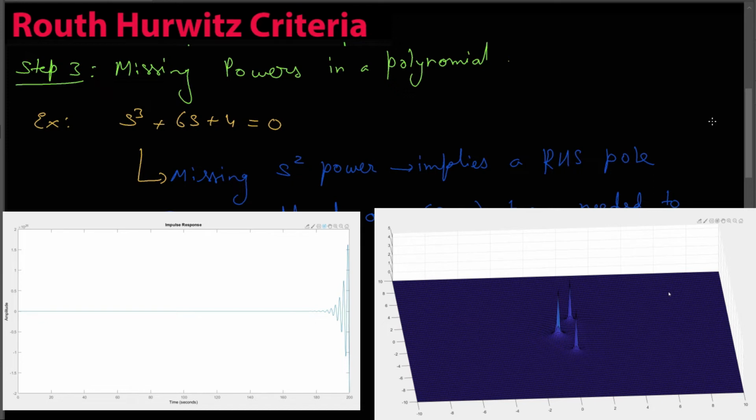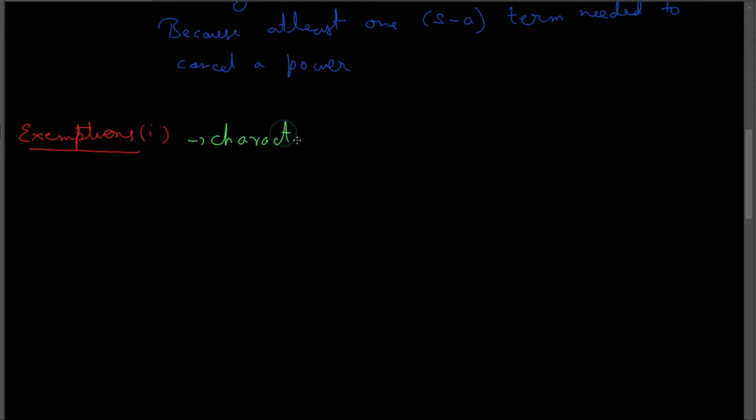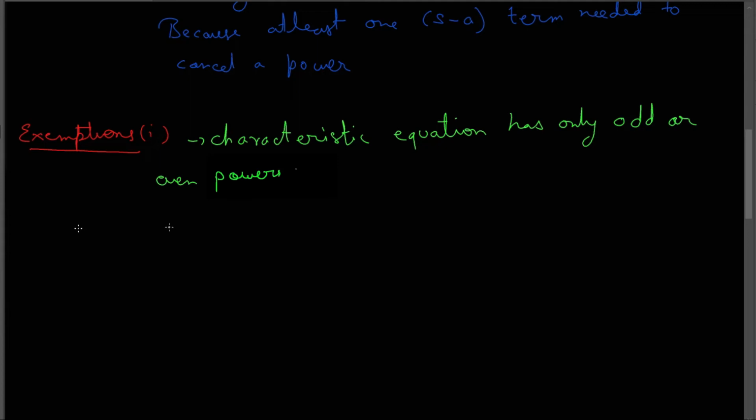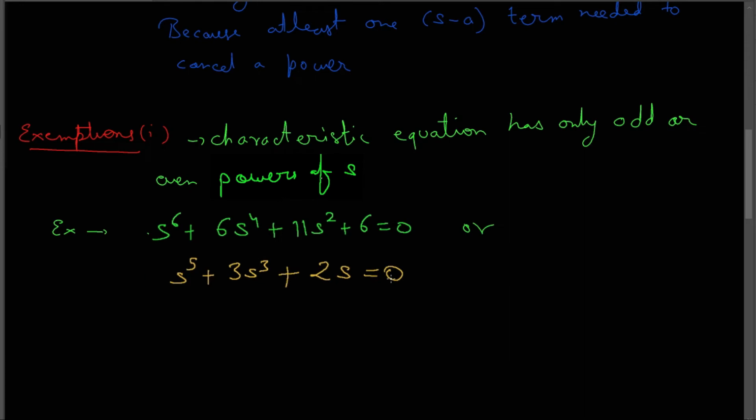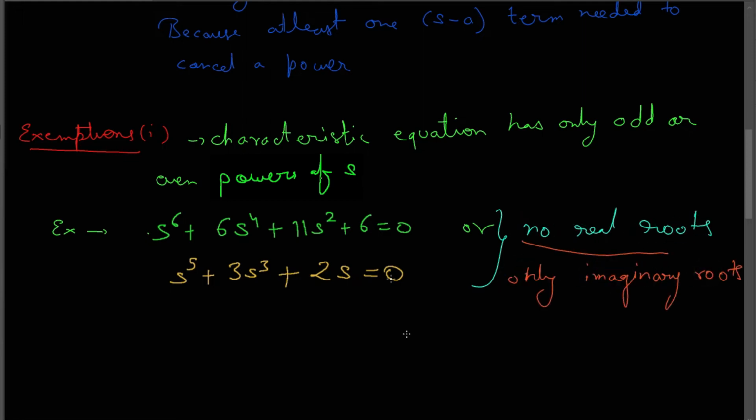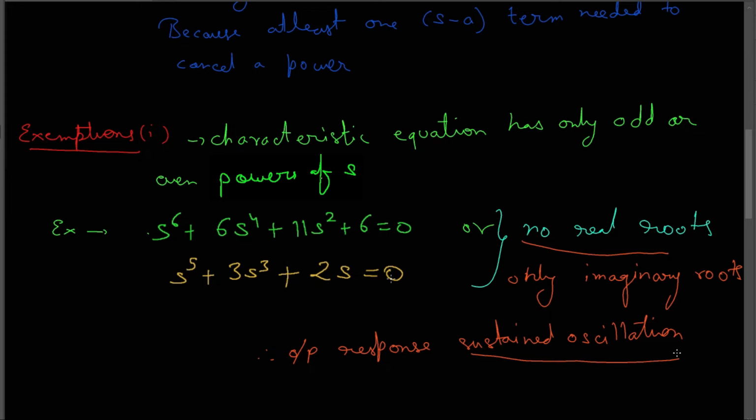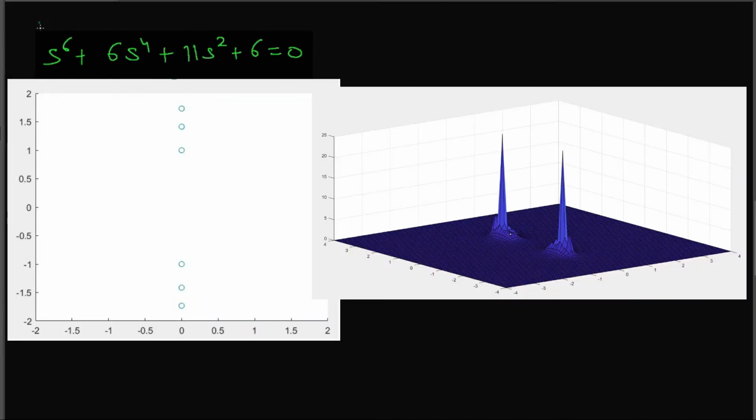However, there lies an exemption: when the characteristic equation has only odd or even powers of S, then you cannot be sure whether the system is stable or not. You can see a couple of examples here. In the first example, all the powers are odd. In the second example, all the powers are even. However, in this case, you can conclude one thing, that there will be no real roots, but only imaginary roots. That is, the output response will have sustained oscillation only. In the plot of this function, you can see that there are only imaginary poles and no real poles, and thus you can conclude that the output will also be oscillating.